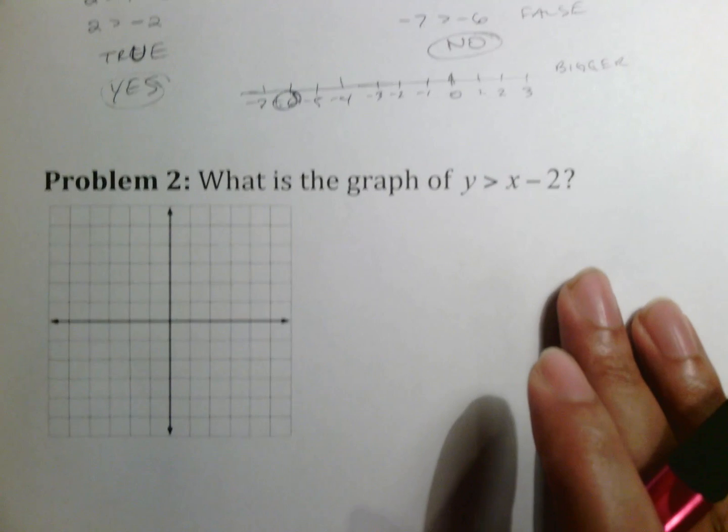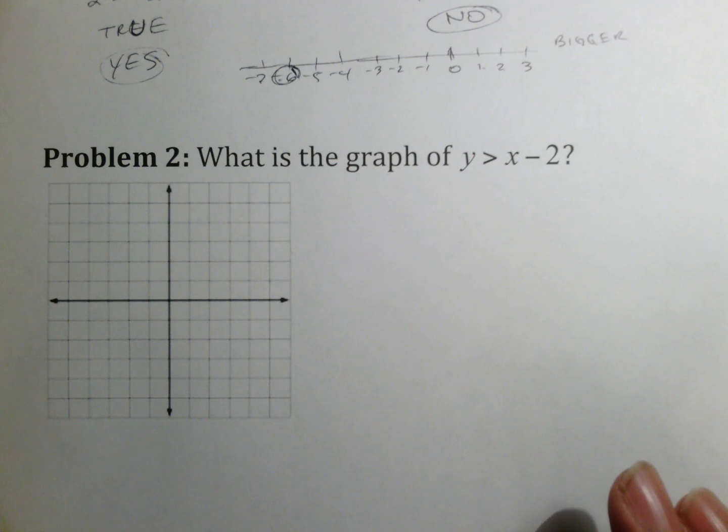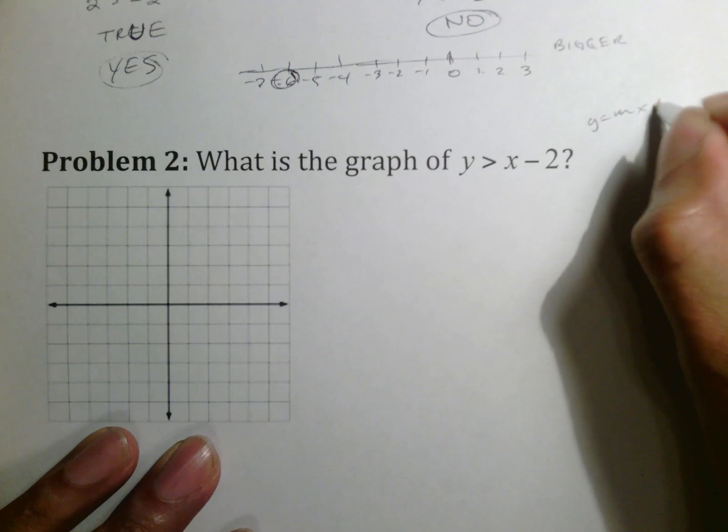Looking at problem number 2, it's going to be asking us to graph a little bit. In order to graph, we have to remember our fundamentals. We had two different types of graphs that we worked with: the slope-intercept form and the standard form. From what I remember in our lessons, slope-intercept was when y was all by itself, in the form y equals mx plus b.